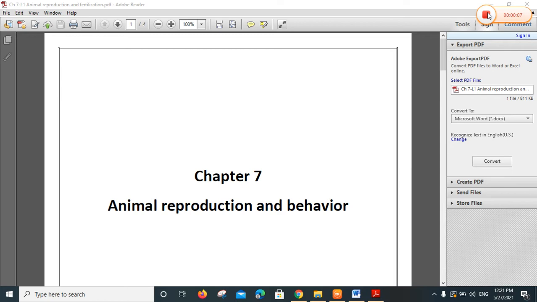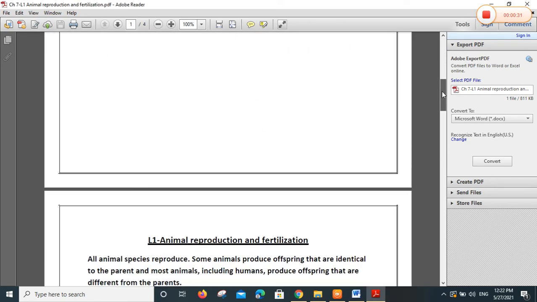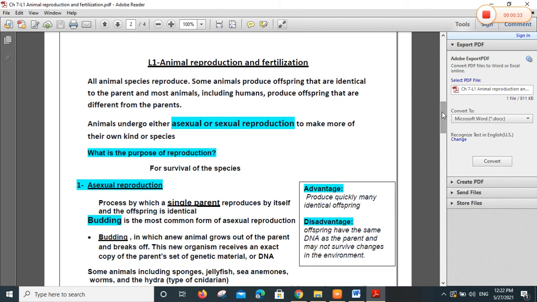This chapter speaks about animal reproduction and behavior. We mentioned in chapter 6 how animals obtain and digest food, how animals obtain oxygen, and the circulation and excretion by animals. In this chapter we speak about reproduction and the behavior of animals. Lesson 1 in this chapter speaks about reproduction and fertilization.